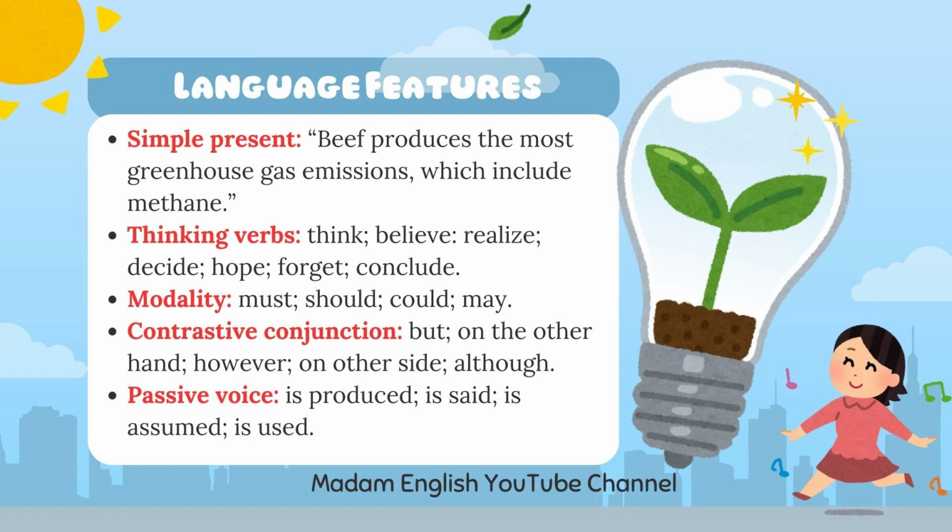Then, using thinking verbs. For example, think, believe, realize, decide, hope, forget, conclude. Next, using modality. For example, must, should, could, may. Using contrastive conjunctions. For example, but, on the other hand, however, on the other side, although. Then, using passive voice. Is produced, is said, is assumed, is used.